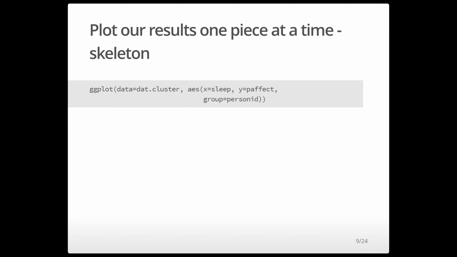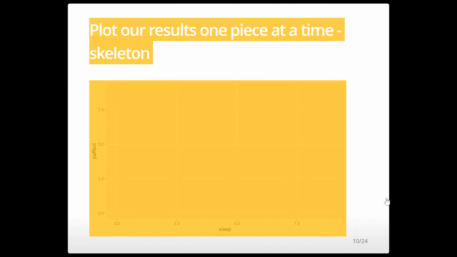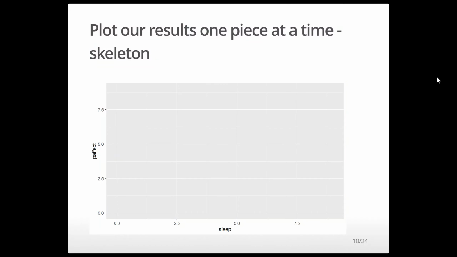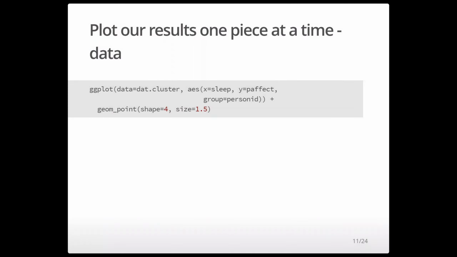So now we're going to do what we did last time, and we're going to plot our results one step at a time, starting with the skeleton. The main thing that's different here from what we started with before is this group equals person ID piece. Remember, what this is saying is that we want each piece of our plot to be different based on person. So first we're going to start with just the skeleton as we showed before.